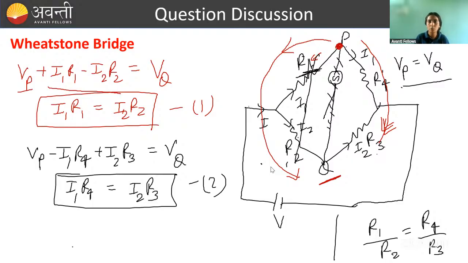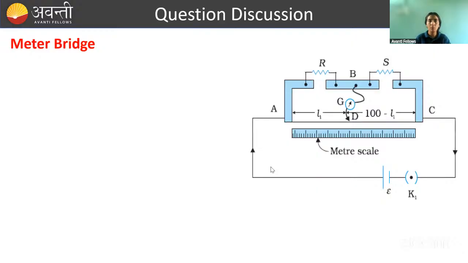Either take the ratio like this on both sides, or take it the other way on both sides. Whatever way you take it, you will get the same answer. ठीक है? So this is your balanced Wheatstone bridge. I hope you have got it. Then we studied the meter bridge. कल मैंने ये भी discuss किया था.